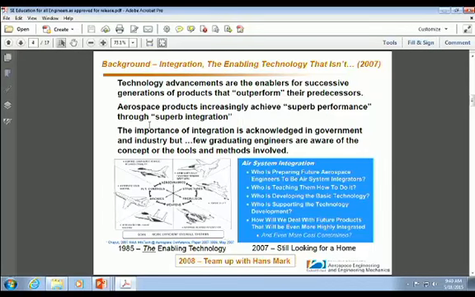And the bad news is that some 20 years later, I had to stand in front of my colleagues at an AIAA meeting and talk about, you obviously didn't read this. We actually know the importance of a really superbly integrated product.